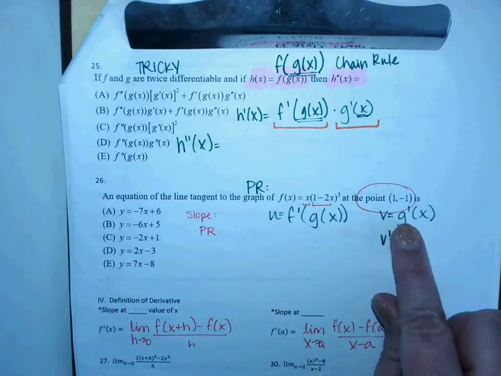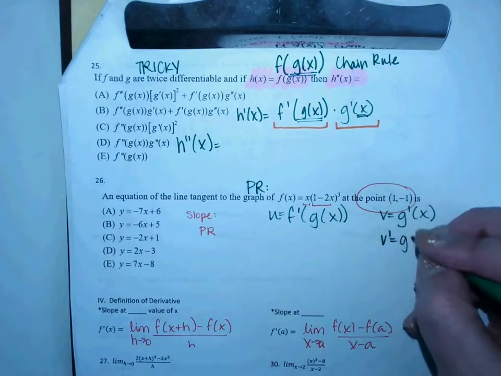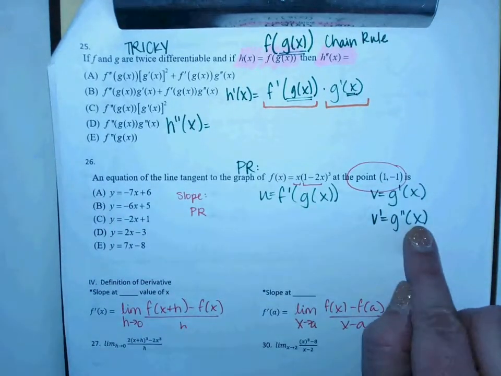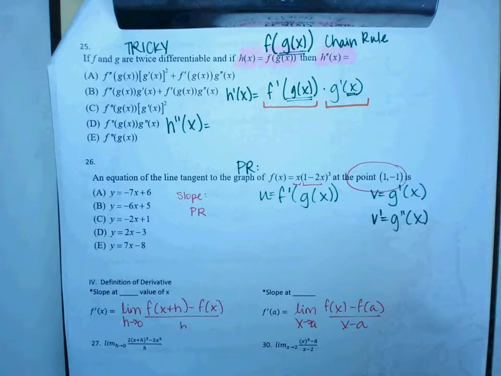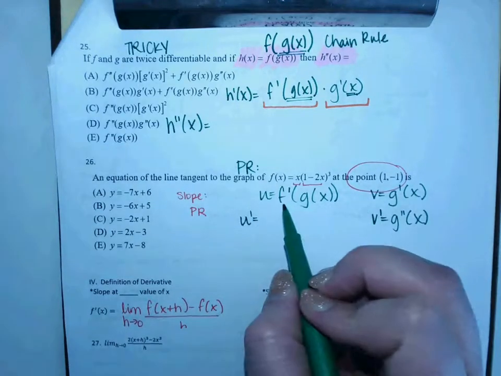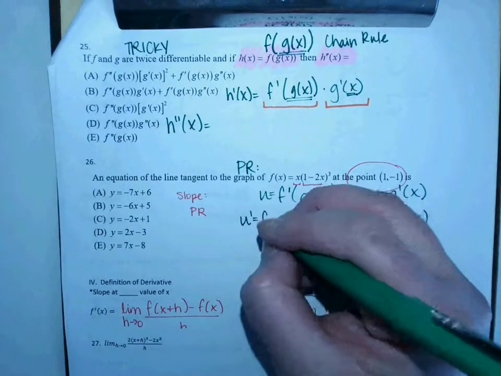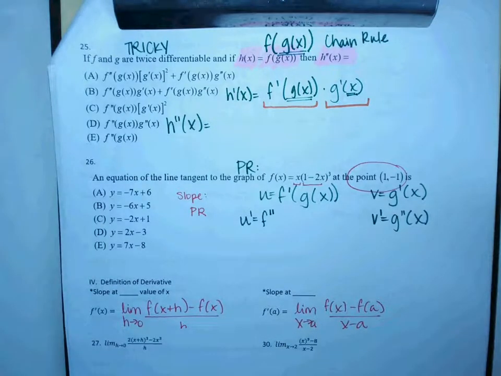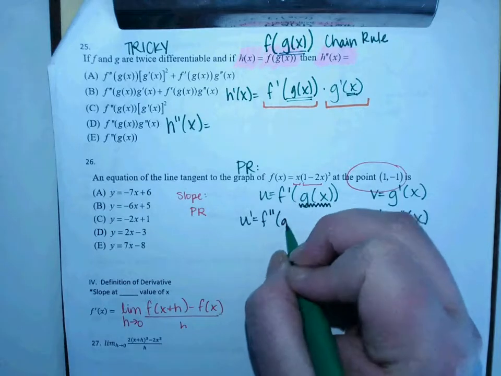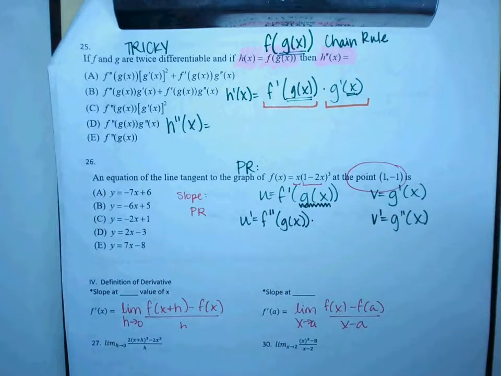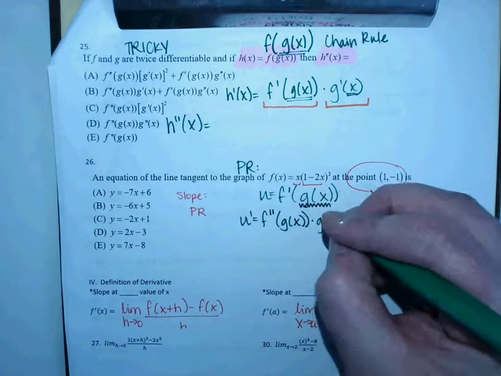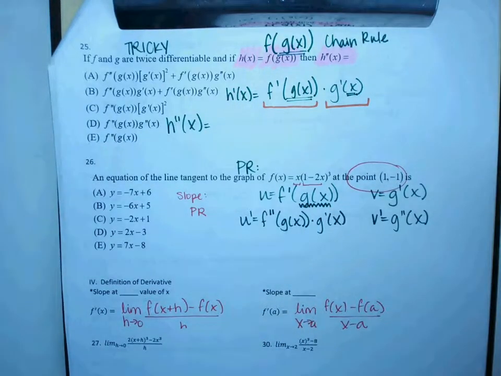So g prime of x, the derivative of that is g double prime of x. Then also keep in mind, derivative of the core x is just times 1. You can put it or not, up to you. Okay, on this side, u prime. My outside function is f. The derivative of f is f double prime. And then in the middle, I had a g of x. Remember, that has to stay the same. And then I'll multiply by the derivative. Now, if this is a g of x, the derivative of that would be g prime of x.